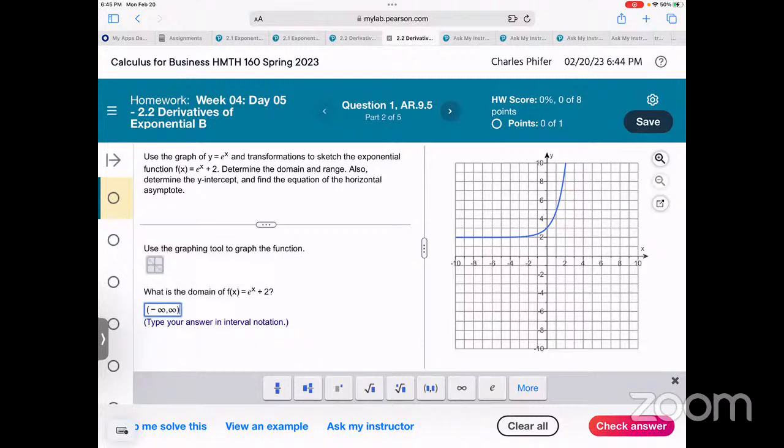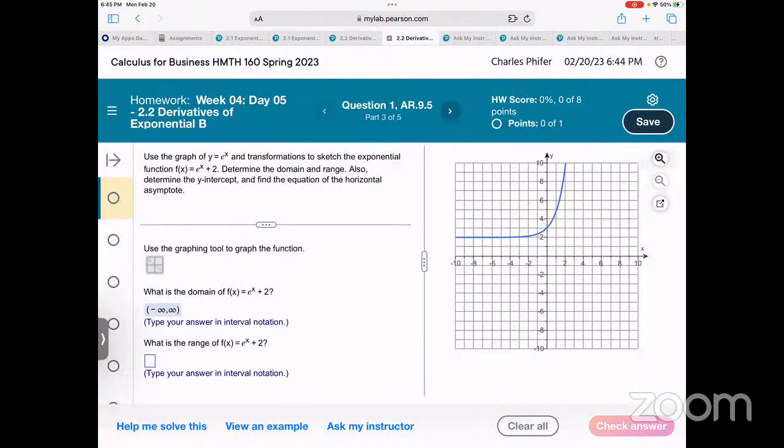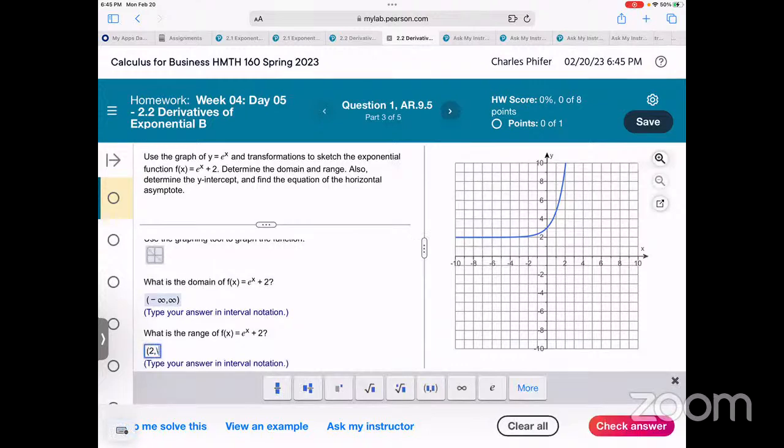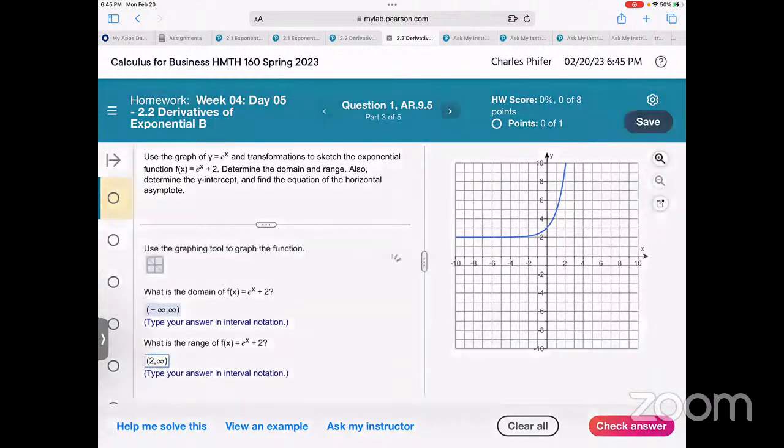Okay. So in general, the range of an exponential goes from 0 to infinity, the open interval. But because we moved it up by 2, instead of it starting at 0, it's going to go from 2 to infinity, the open interval. So we're going to say parentheses 2 to infinity. Okay. Again, if anything is not clear, you have to stop me.